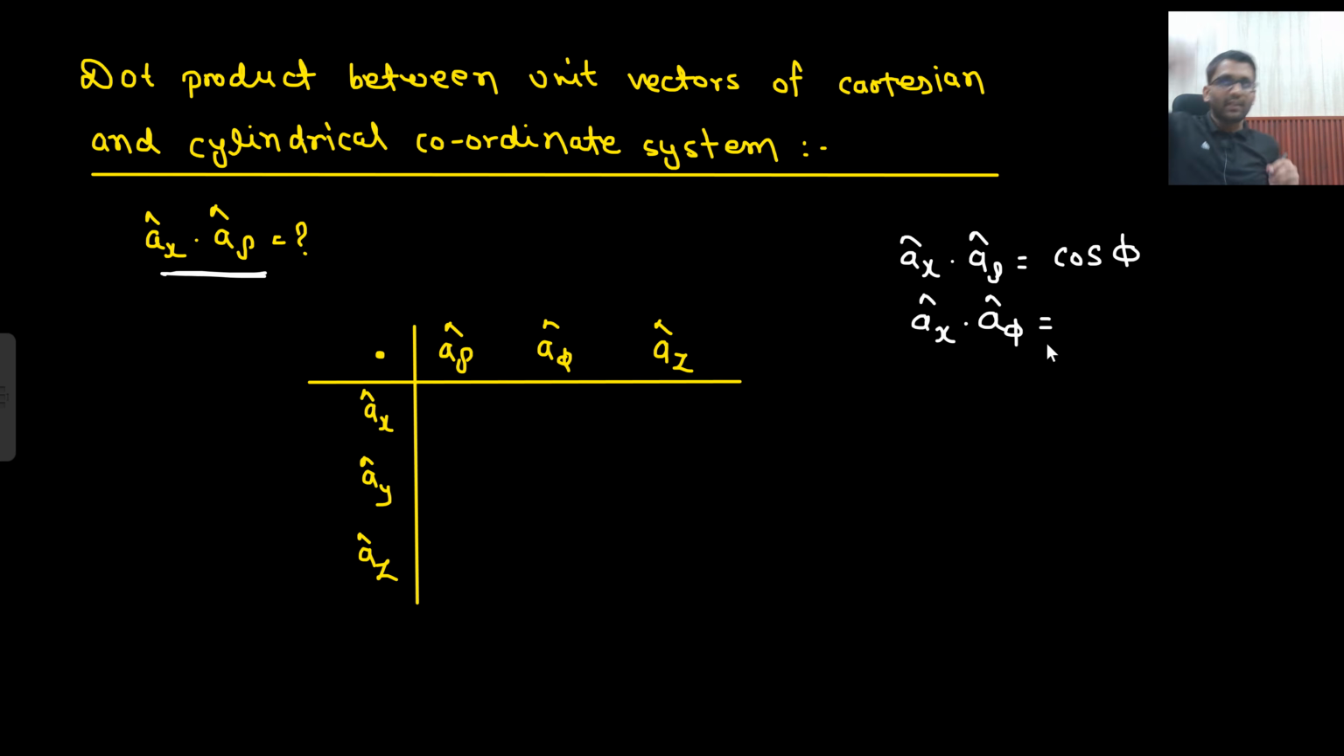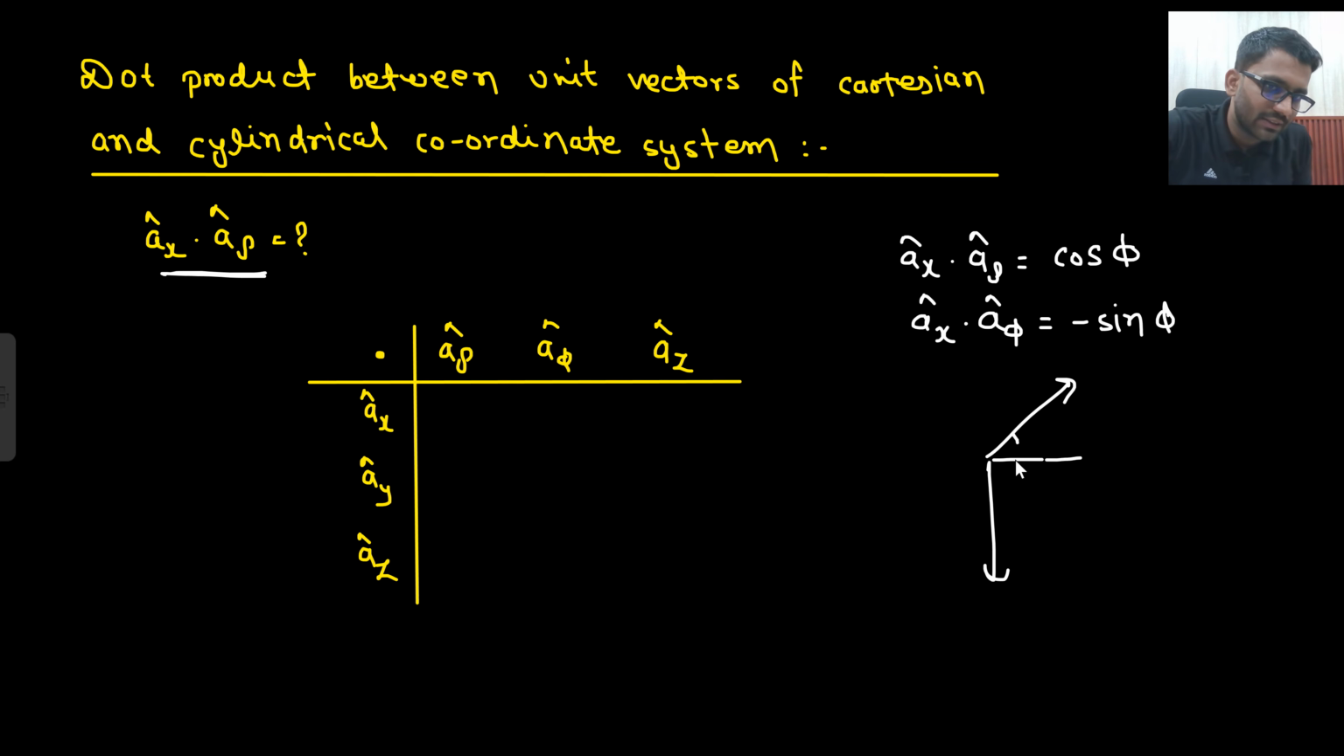Do I know the answer? x and phi, what will be the angle? 90 plus phi. What will be the answer? Cos of 90 plus phi. And what would that be? Minus sin phi. Look, this will be my AX and this will be my A phi. This angle was phi. This angle was 90 degrees. Remember it?